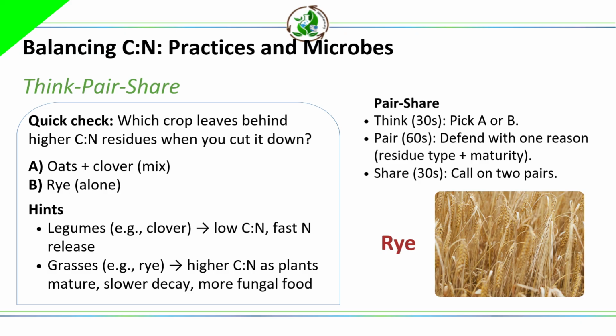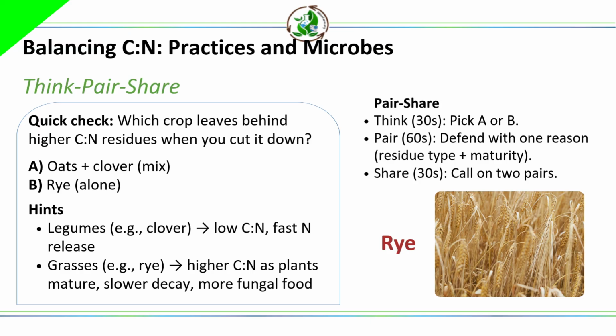Let's try a quick think pair share on C to N ratios for cover crops. Which crop leaves behind higher C to N residues when you cut it down? Option A, a grass like oats mixed with a legume like clover? Or option B, a grass like rye alone? Take 30 seconds to choose which one between A or B.